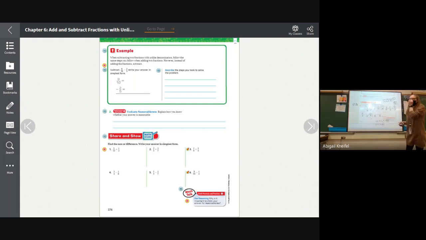How many times do I have to multiply 4 to get to 28? 7. Yep. So 1 times 7 is 7. How many times do I have to multiply 7 to get to 28? 1, 2, 3, 4. What is 4 times 1, everyone? 4. Now I have 7 minus 4, which equals 3 over 28. Yay.